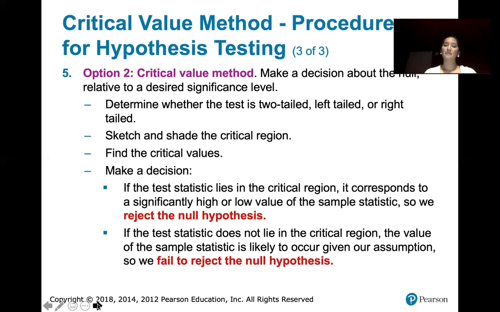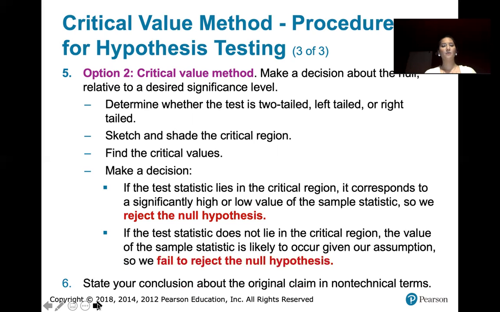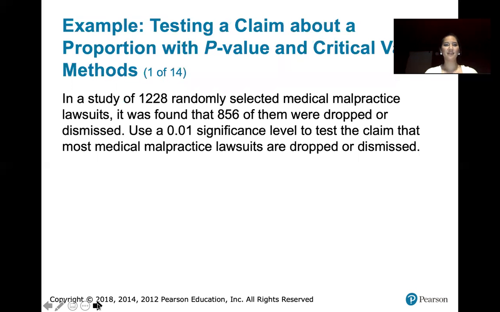So we cannot accept the null, but we can fail to reject the null in that case. We can say that we don't have enough evidence to reject the possibility that the null hypothesis is true. And then we'll want to state our conclusion in terms everyone can understand. Okay, so now let's do an example.